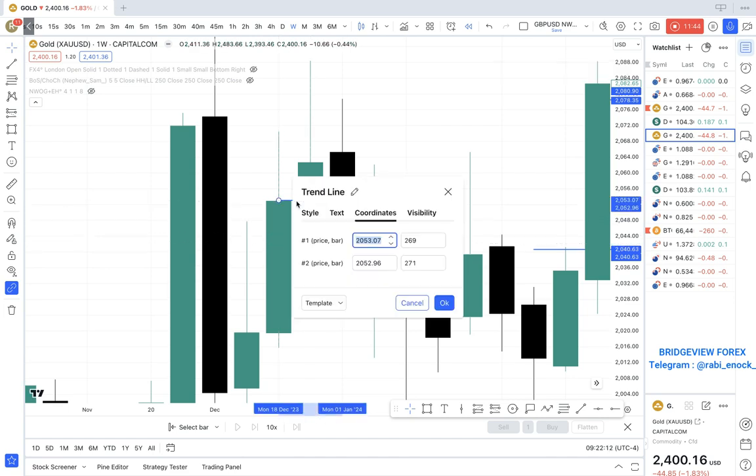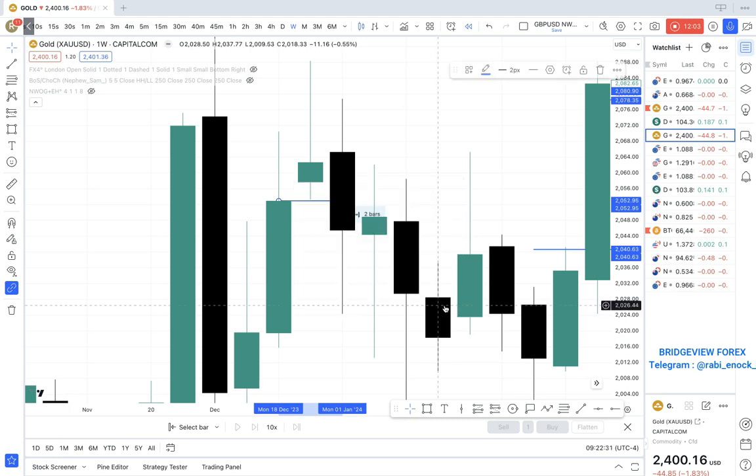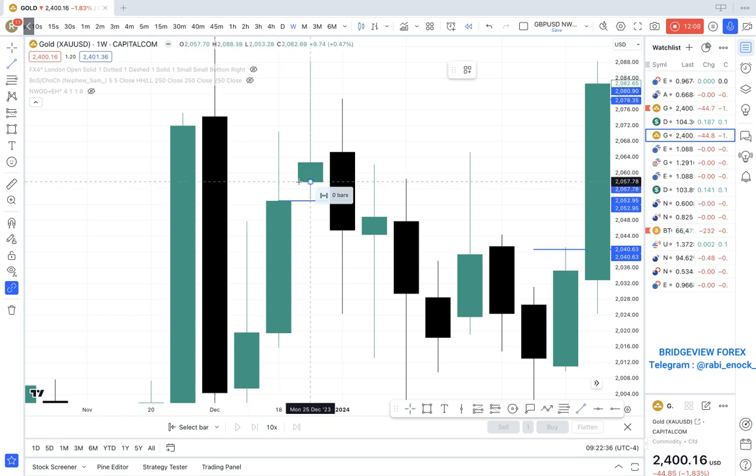The close is 205295. And I come to the open of this. So the open of this is 205770.